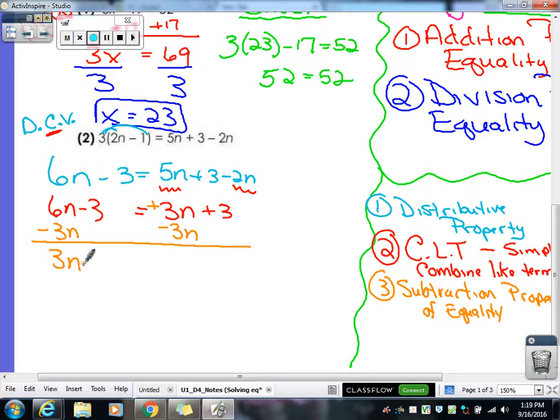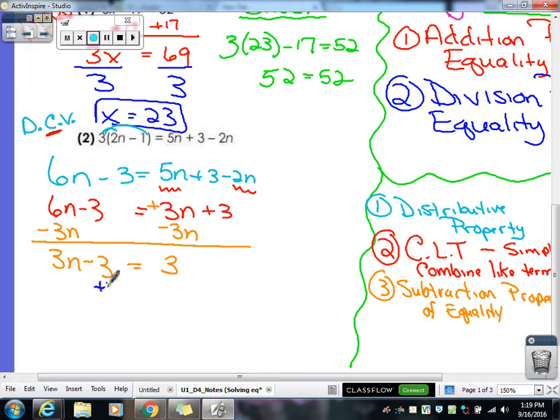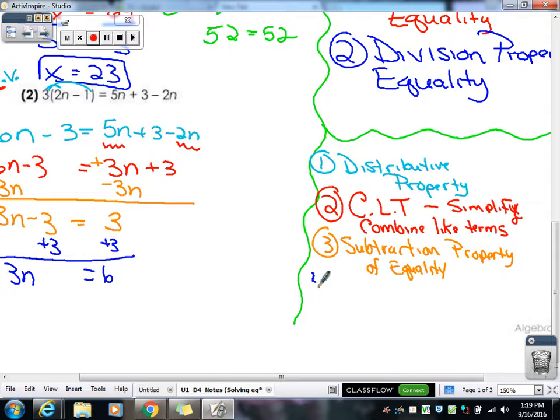6n minus 3n is 3n, good. Minus 3 equals 3. Now I'm going to add 3 to both sides. So 3n equals, what's 3 plus 3? 6. So again, what's this property called that I added 3 to both sides? This is so repetitive, I know. Good. Very good. Addition property of equality.